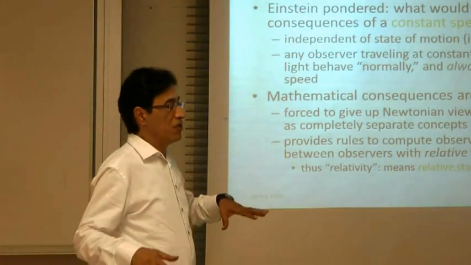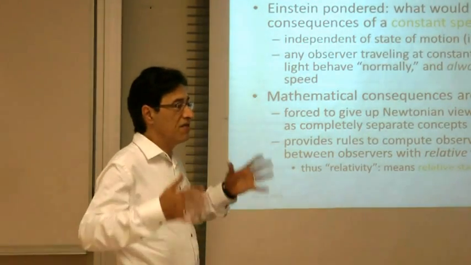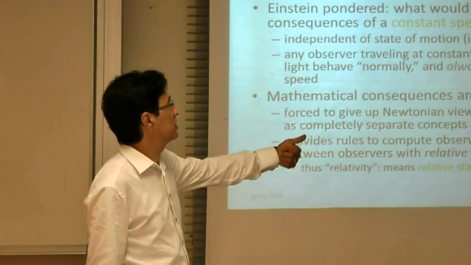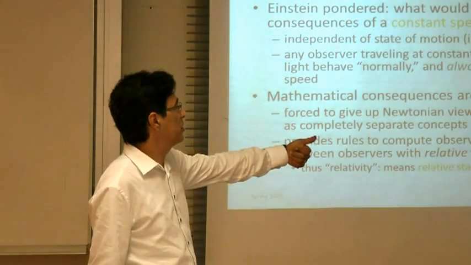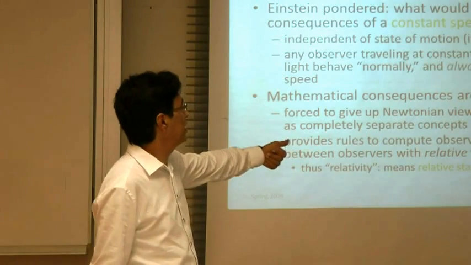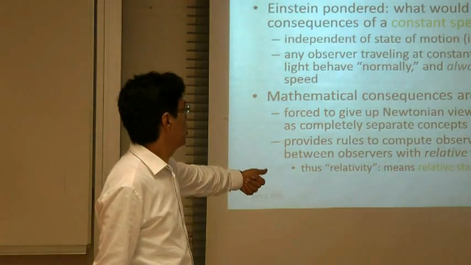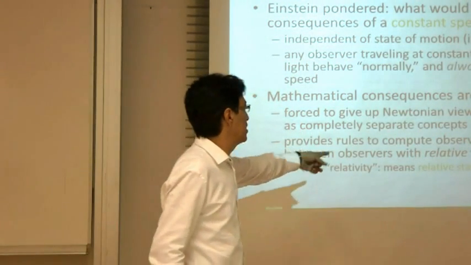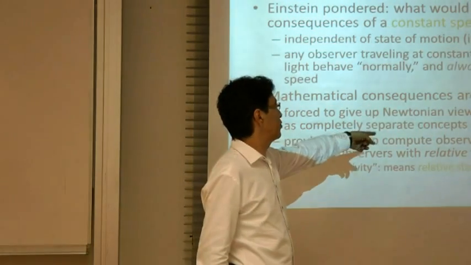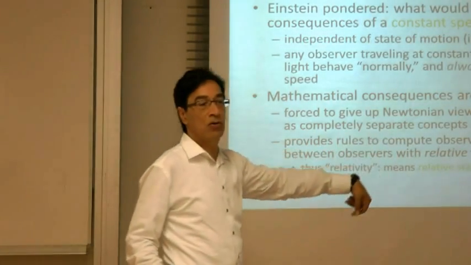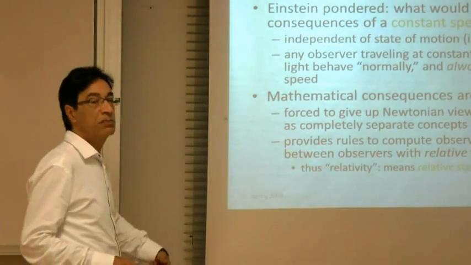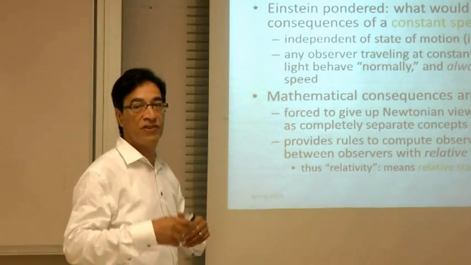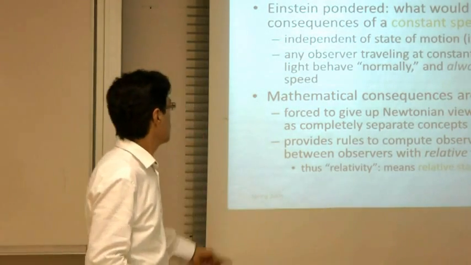It means when we are here, we really think everything is ordinary and normal and usual. Mathematical consequences are very clear: we are forced to give up the Newtonian view of space and time as completely separate concepts. It was in the time of Newton and Galileo that they were separate concepts. But now there is no such thing. There is space-time. There is no space and time. Both of them are one concept.